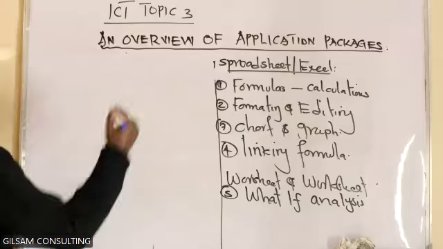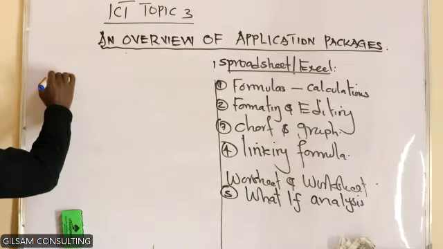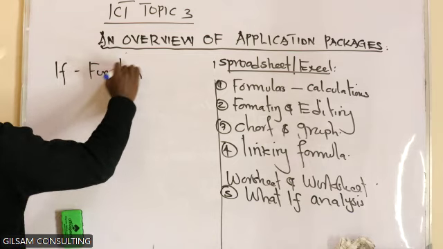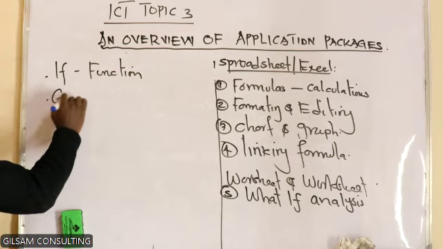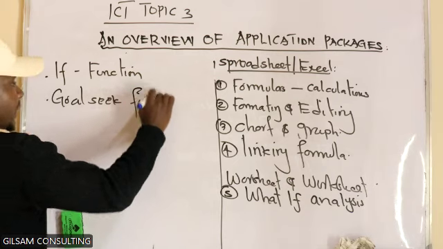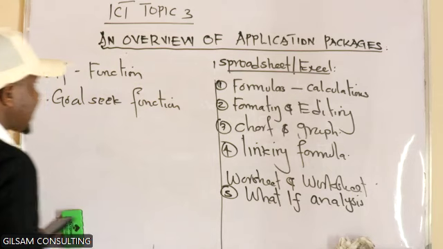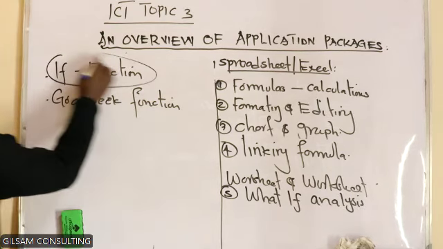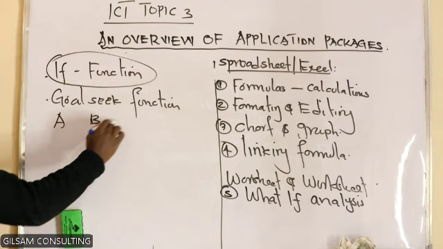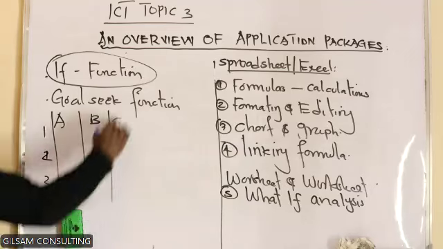Number one formula in Excel which can enable you to do what-if analysis is the IF function. We have the goal-seek function, with which you can do what-if analysis. A good example is the IF function. For example, you have the data here in A, B, C. These are our Excel sheets. So you find that this is our Excel sheet.